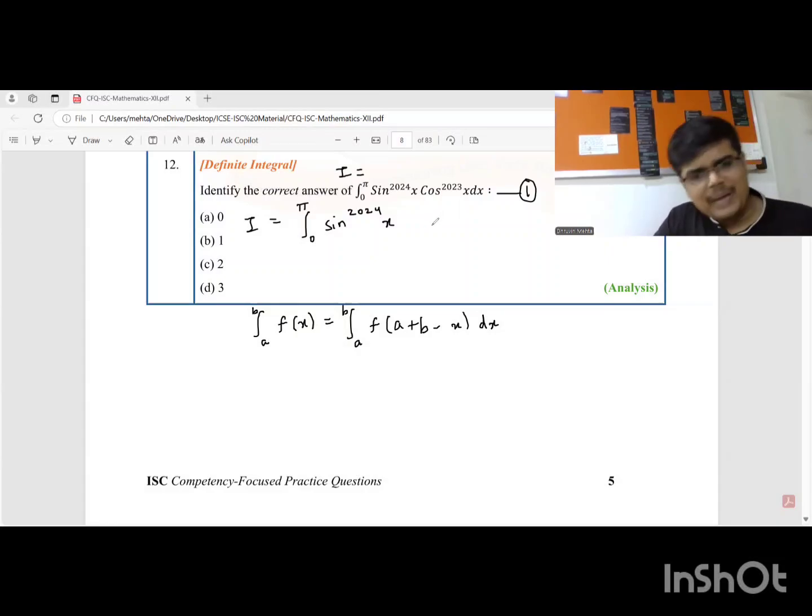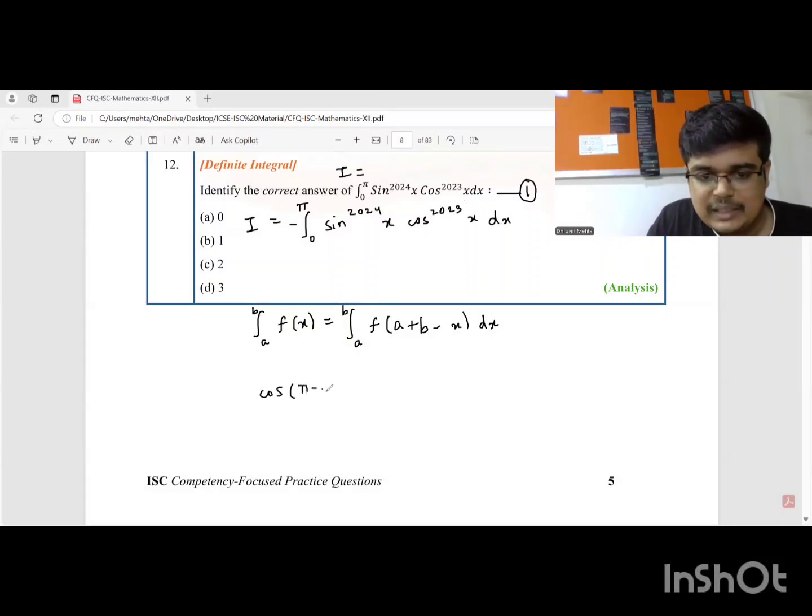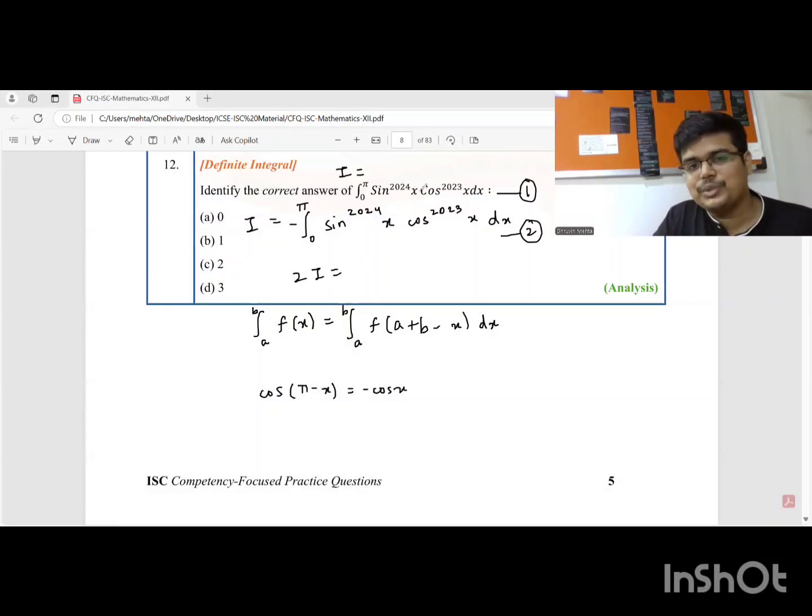Cos of pi minus x, students, pi minus x is second quadrant and therefore it will become minus, and therefore this becomes negative of cos raised to 2023 x. I hope you already know this rule, students. Cos of pi minus x is equal to minus cos x. So we have used that rule. I'll mark this as equation 2. Whenever we use this property, we add the two equations. I'll add them. Do you understand, students? The first integral and the second integral are same, but the second is negative of the first. So the answer on addition is 0. I is simply 0. So that is your answer, option A.